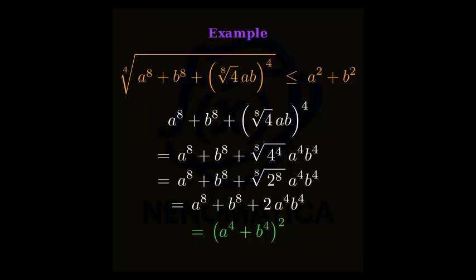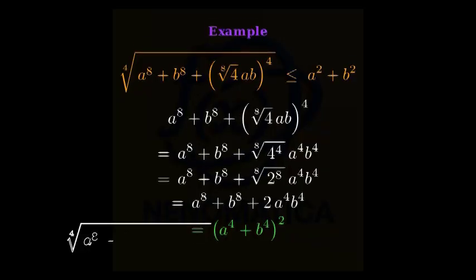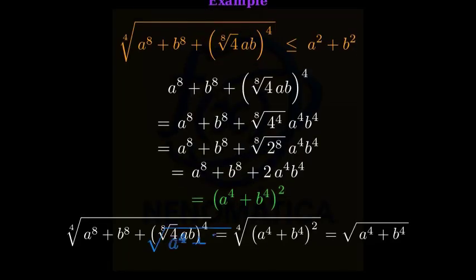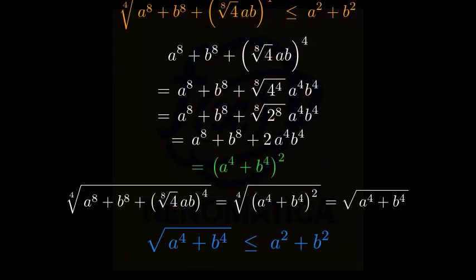Step 2, take the 4th root of that perfect square. The left side becomes the 4th root of a to the 8th plus b to the 8th plus the quantity 8th root of 4 ab to the 4th, which equals the 4th root of a to the 4th plus b to the 4th, all squared, which is the square root of a to the 4th plus b to the 4th. Thus, our inequality is the square root of a to the 4th plus b to the 4th is less than or equal to a squared plus b squared.